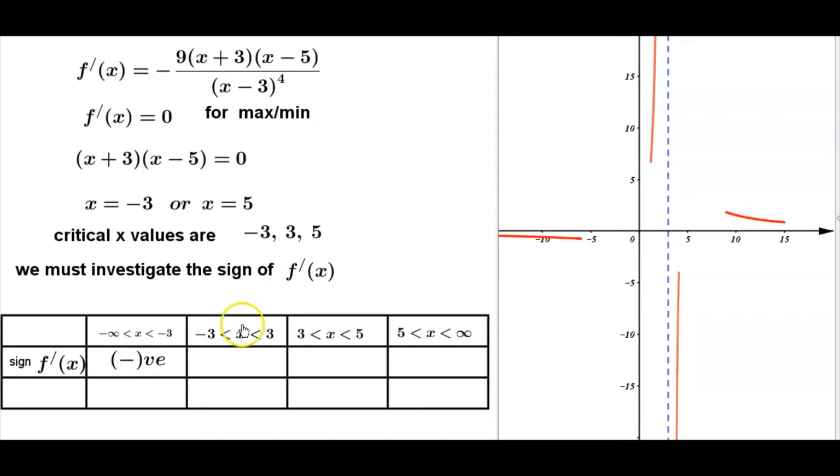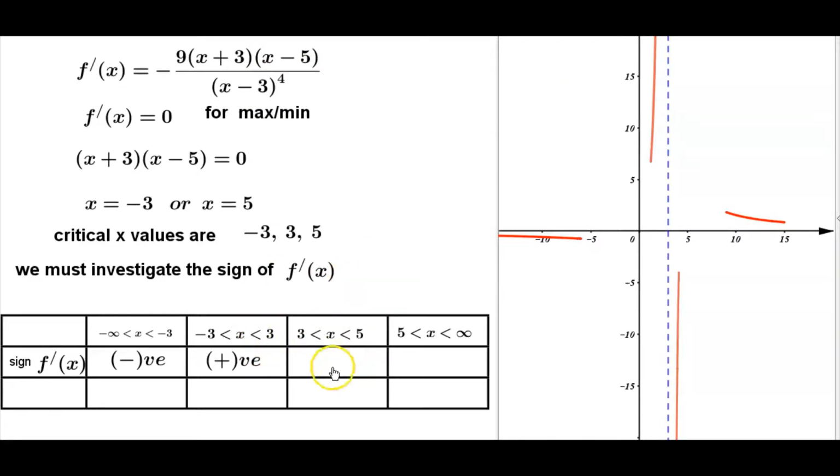Now, we want to find one of the values in this range, for example x is equal to 0. We substitute x is equal to 0: -9 into 3 into -5, over -3 to the power 4, that is 81, therefore that is positive.